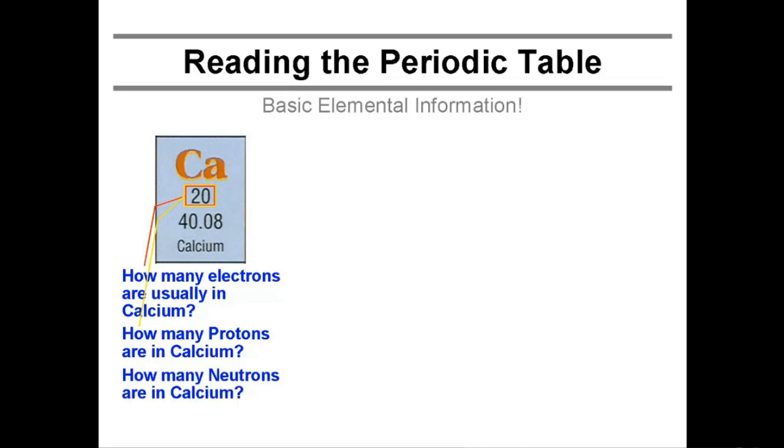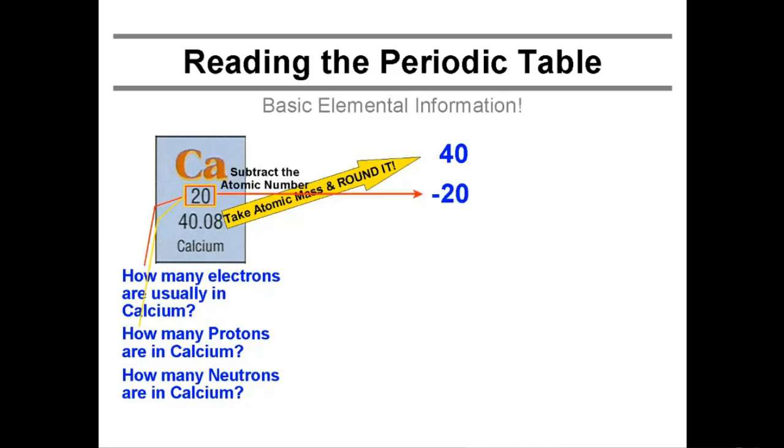How many neutrons, however, are in calcium? To answer that question, we need to do a little bit of math. Here are the steps you need to know. First, take your atomic mass that's printed and round it. In this case, we round it to 40. Then from that rounded number, subtract your atomic number, which is 20. And so in calcium, we have 20 neutrons. Right? 40 minus 20 is 20.